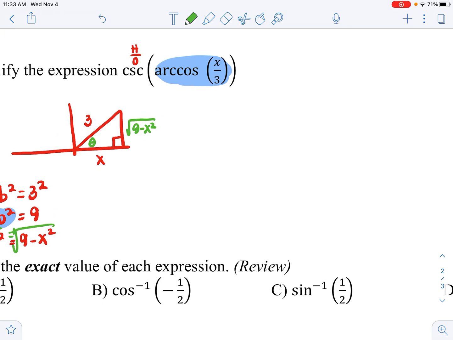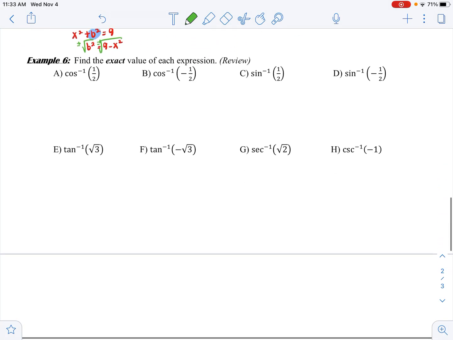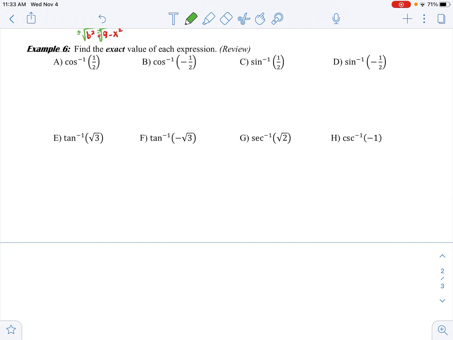Okay. The last thing I have to do, here's theta right here. I have to do hypotenuse over opposite. Hypotenuse is 3 over the opposite, which is the square root of 9 minus x squared. And we're not going to make you rationalize that because it's not what I'm trying to teach right now.